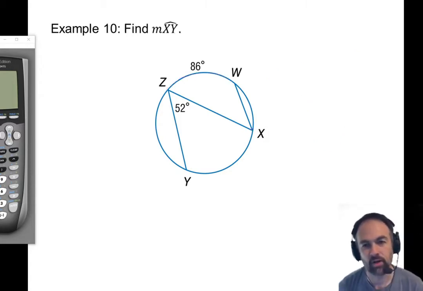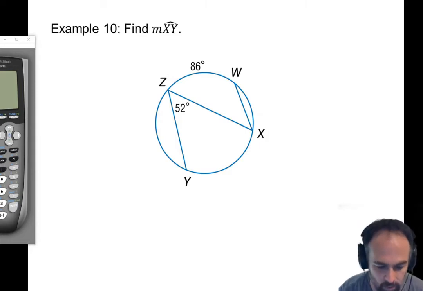Okay, find the measure of arc XY. Well, here we got inscribed angle Z, intercepted arc ZX, or XY.